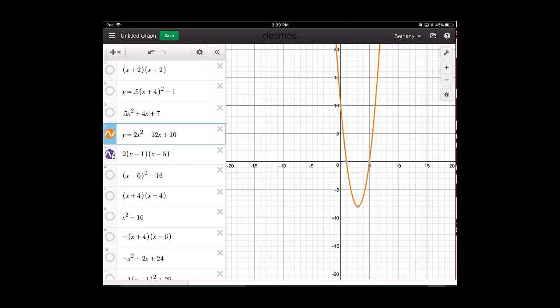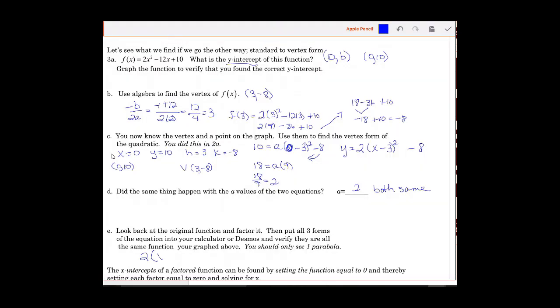And I get the same. If I get rid of the orange one, it'll become purple. I know they're exactly the same. So my factors are 2 times (x minus 1)(x minus 5). And again, that's because my x-intercepts were positive 1, 0, and positive 5, 0. That's where my 1 and my 5 came from.